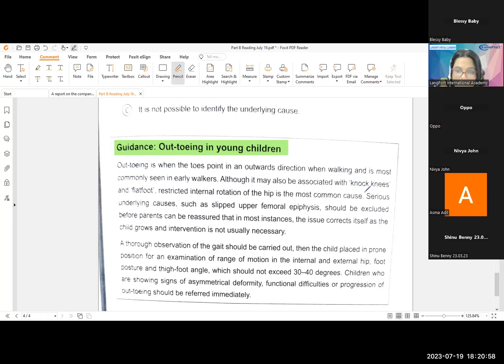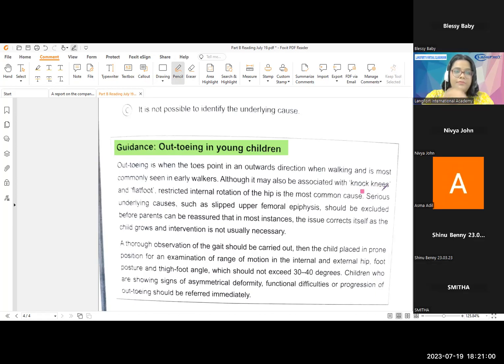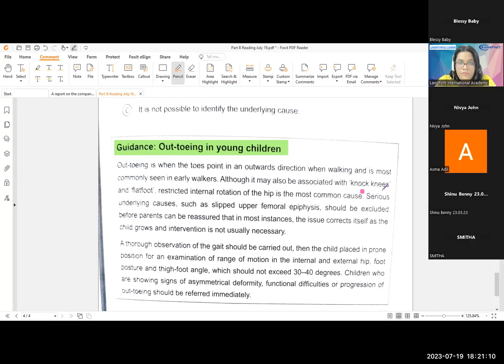Okay, Jyoti, can you read the heading until here for me, please? Okay, ma'am. "Guidance: out-toeing in young children. Out-toeing is when the toes point in an outwards direction while walking and is most commonly seen in early walkers, although it may also be associated with knock knees and flat foot. Restricted internal rotation of the hip is the most common cause."